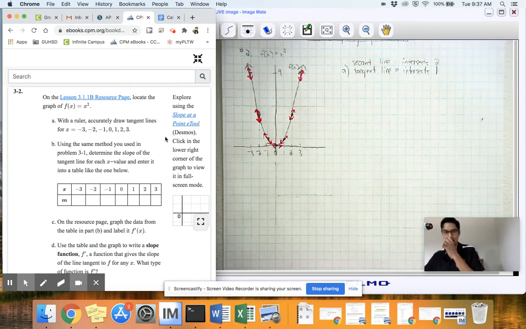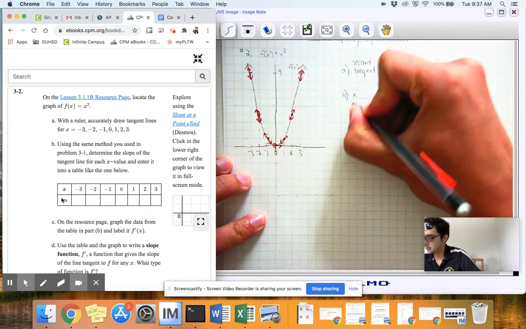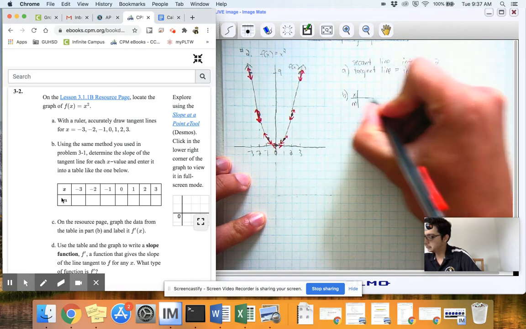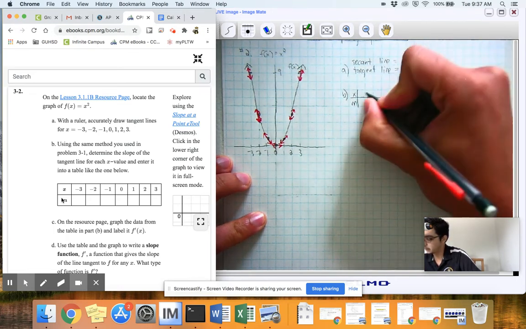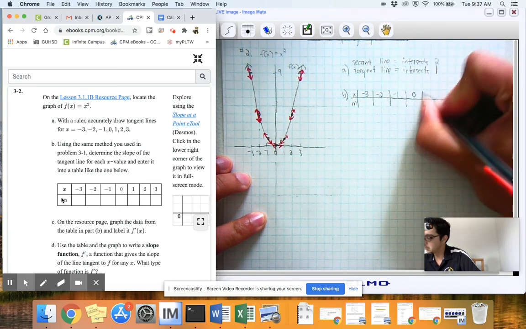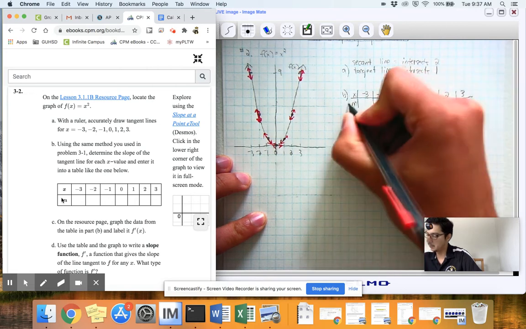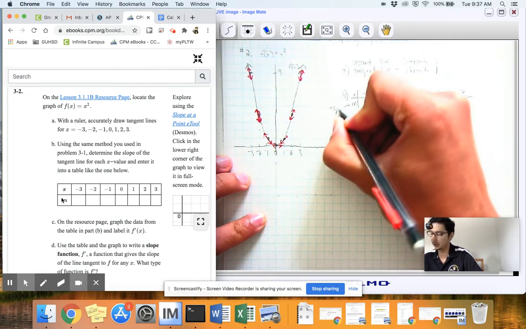Now B says to use the method that we did in 3.1, which is actually a method that we did back on the worksheet for local linearization and secant lines, to find the slope, the m value, at each of these points, and we're going to put it in a table. For B, I'm going to make a table first so we can see this: x and m. We're going to find the values at -3, -2, -1, 0, 1, 2, and 3. And remember, the m is the slope at each of these points.